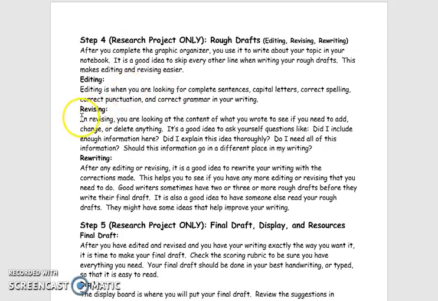Once you finish editing, you want to look at revising. Revising is where you're looking at the content of what you've written. Is there anything you need to add? Do you need to change any information? Do you need to take away something? Do you need to delete it?